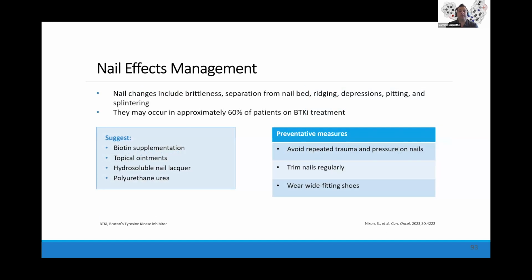Nail effects, so there are problems with that: brittleness, splintering. It's reported in up to 60% of patients. So it's a topic that you should go over with the patients. Now, some suggestions. Biotin supplementation can help, topical ointments, and hydrosoluble nail lacquer, which I'm not very good at. I'm not using it. The last one is not available for everybody, but it's been shown to be effective, but it's hard to get here in Canada.